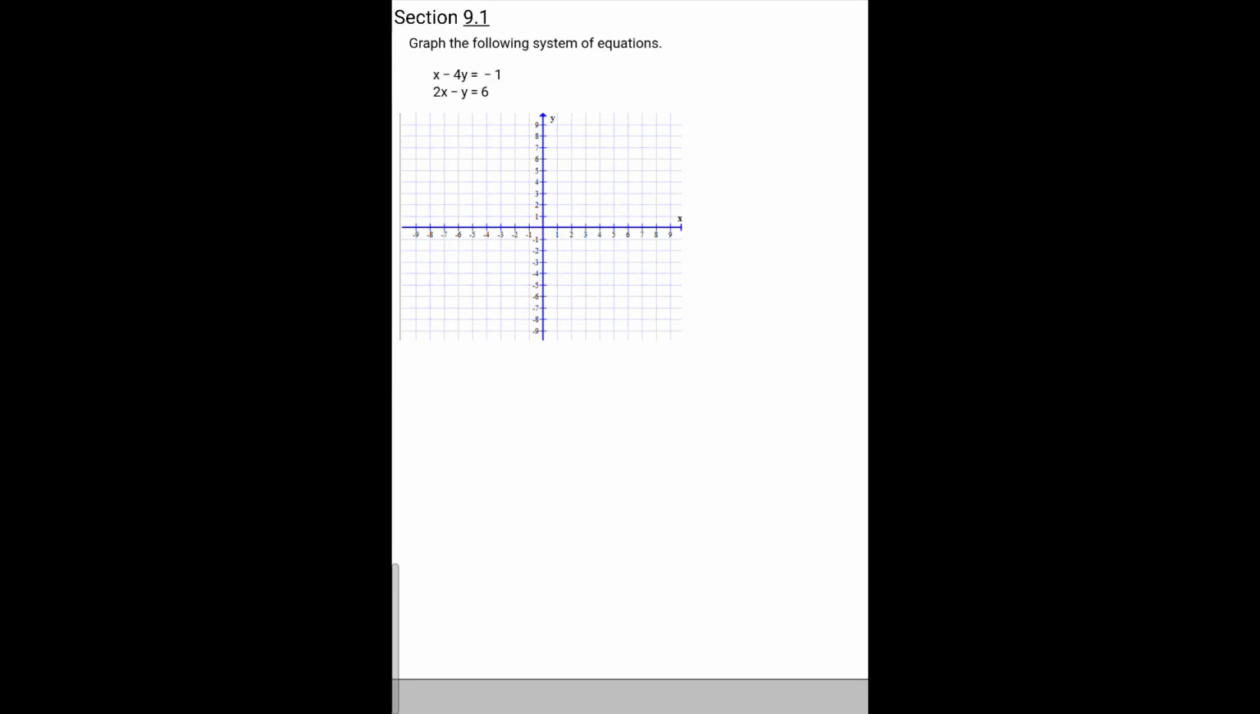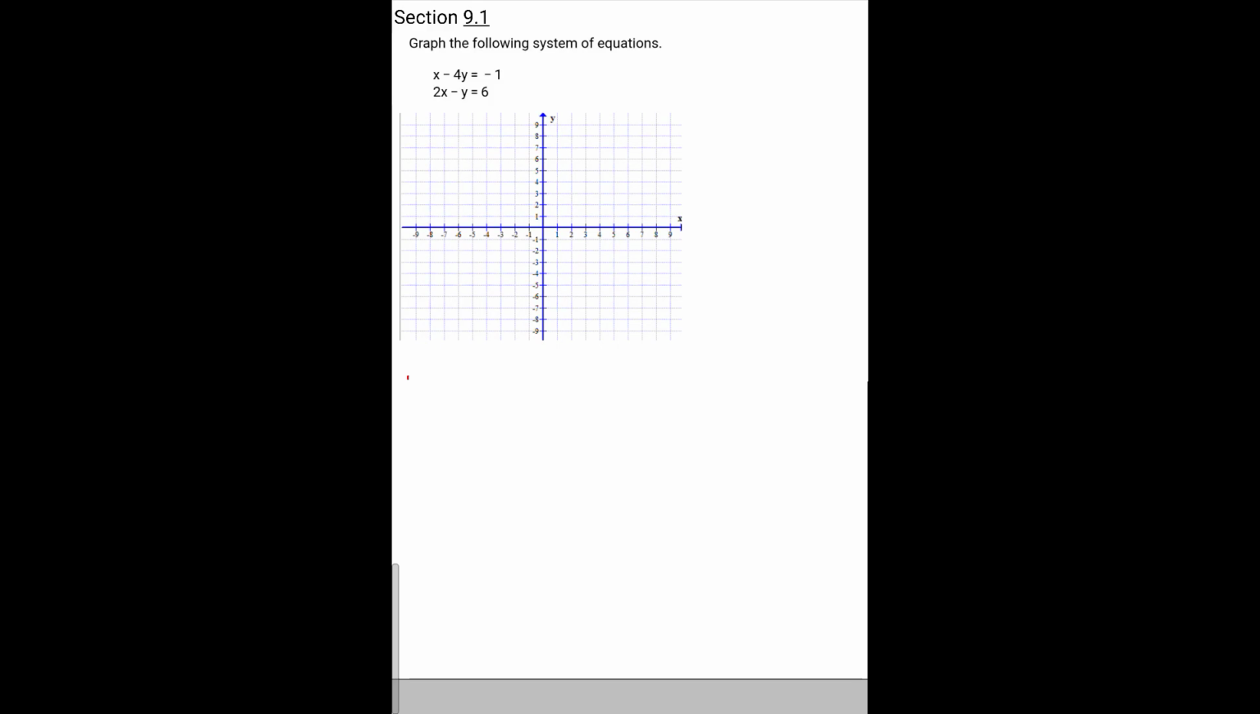Hi, so we have a problem here that asks us to graph the following system of equations. Our first equation is x minus 4y is equal to negative 1, and our second equation is 2x minus y is equal to 6. First things first, we have to know how to graph linear equations. In order to graph these equations, we have to put each of our equations in slope-intercept form.